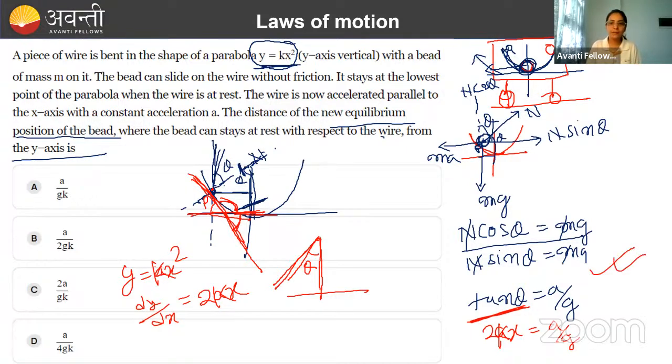So the question was easy in the sense that you needed to write the FBD. Up to this, it's damn easy. Tan theta equal to a by g, you got, simple. Now you need to relate tan theta, means you need to think how to get the x. So tan theta we can write from the equation, because here theta is the angle between the normal and the vertically opposite line, and this theta is nothing but the slope at point P. Done? Clear? I hope it is clear.